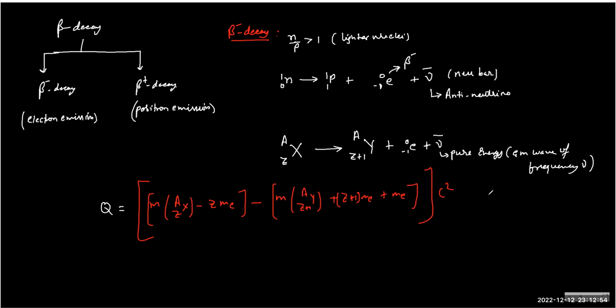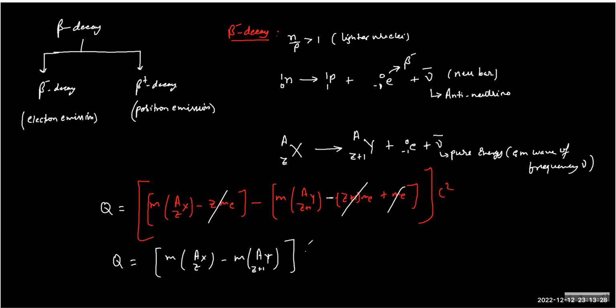Oh, I have to subtract here. One mistake. Minus. Yeah. And if you look carefully, all the Z and all the m_e will get cancelled out everywhere. Yes or no? So it is eventually left with mass of X (A, Z) minus mass of Y (A, Z plus 1), into c square.